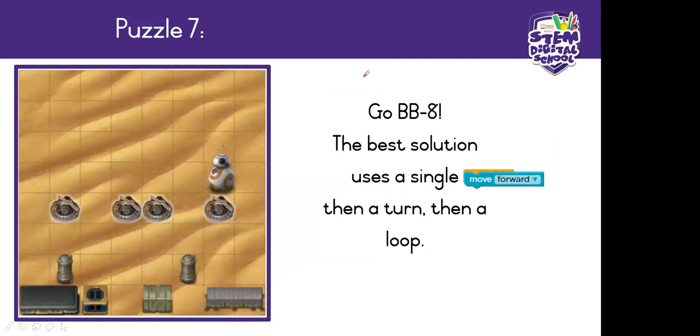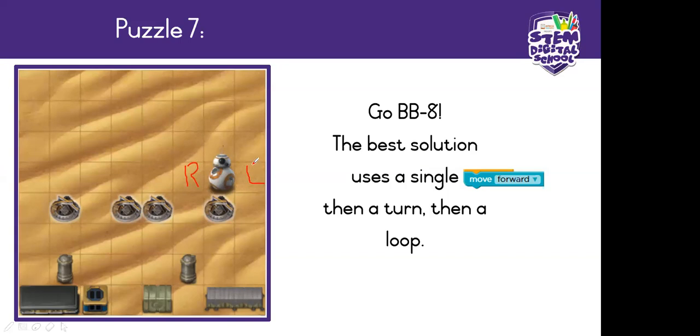Okay, puzzle 7. You will see that BB8 needs to move forward first, and then he's going to turn. Okay, so you see where his eyes are looking? He's looking at you. So remember, if he is looking at you, that means this side is his left side and this side is his right side. So I'm going to write an L here, and on this side an R. This is right, this is left.